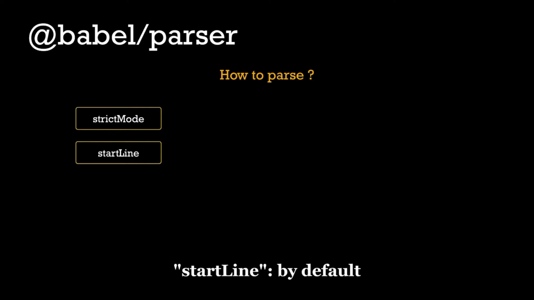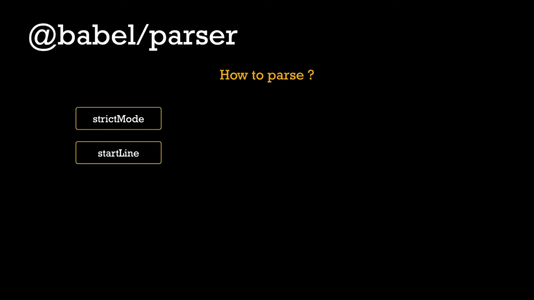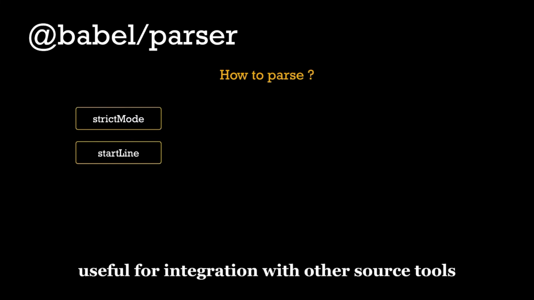Start line. By default, the parse code is treated as if it starts from line 1, column 0. You can provide a line number to alternatively start with. Useful for integration with other source tools.